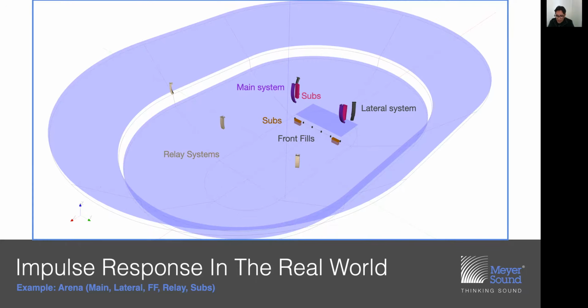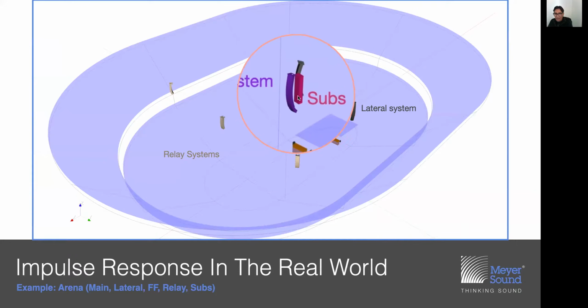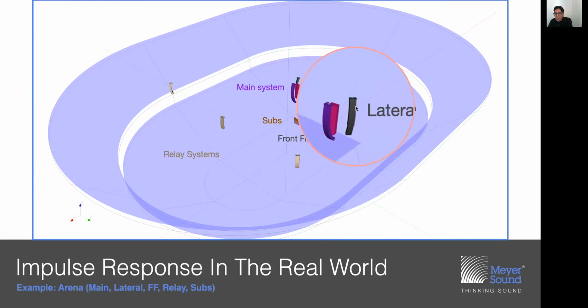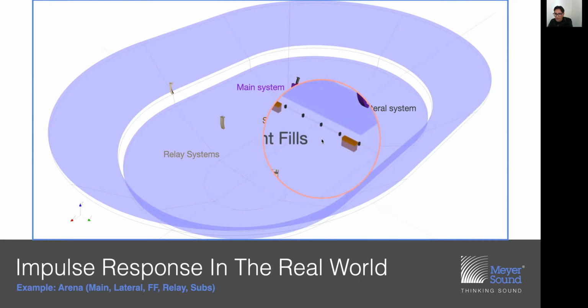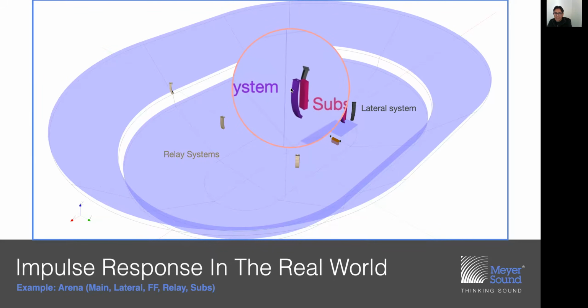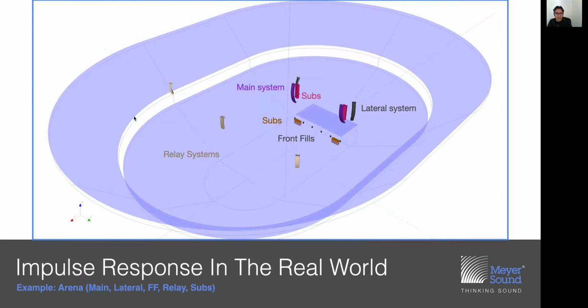In this case, we were using a regular size arena where you could see that we have the main left-right system over here. Behind those, we have the subs. We also have a lateral system to cover the lateral section of the seats in this arena. We also have left and right subwoofers on the ground, and some fronts that are going to take care of this near area in front of the stage. And because the main system is not covering the upper section of the arena, we're using a 3 delay system that you could see over here to take care of that area.